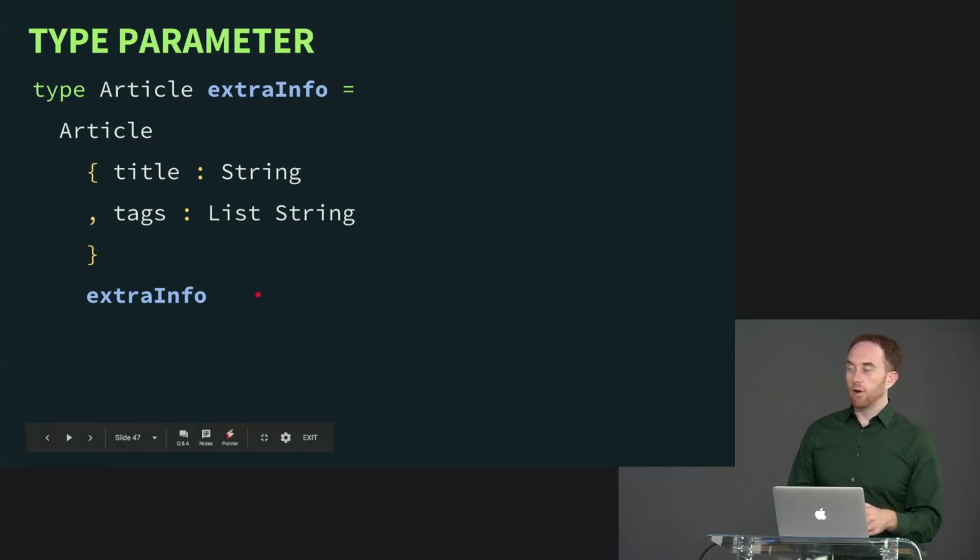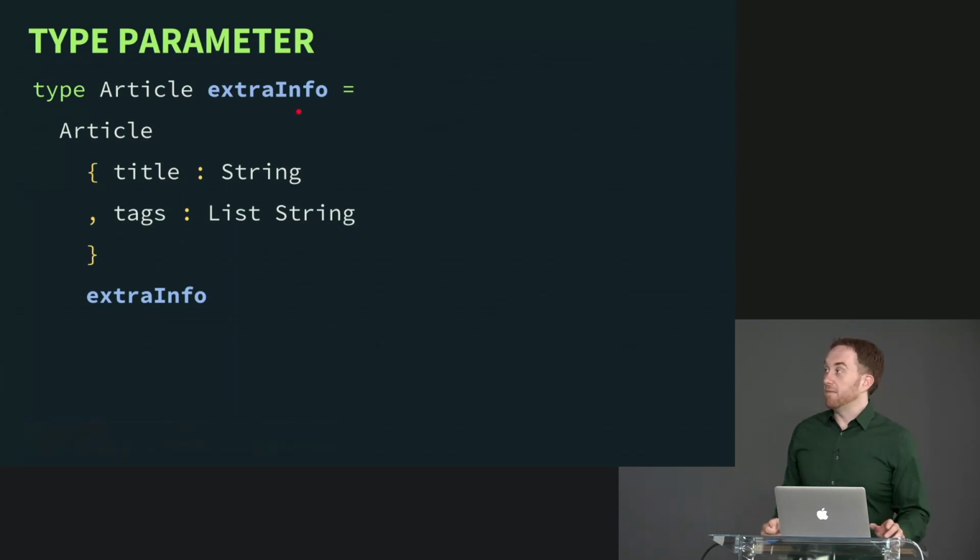And then we have extra info, which is the second piece of info that goes with this variant. And we don't know what its type is. So in the case of a preview, it's going to be one thing. In the case of a body, it's going to be something else.